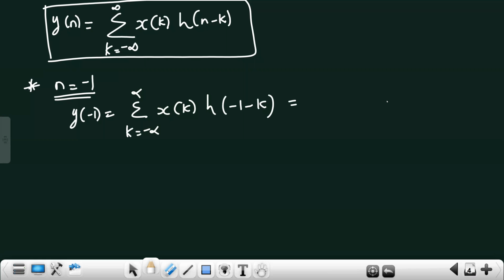Now to find this equation, the two parameters or the two graphs that you need is one is x of k and another one is h of minus k minus 1, isn't it? One graph that you need is x of k, second one that you need is h of minus k minus 1. So from where will you draw h of minus k minus 1? Can anybody tell? From where will you draw h of minus k minus 1?